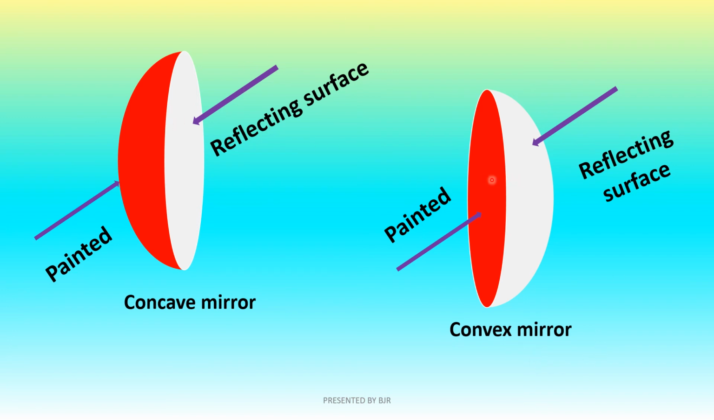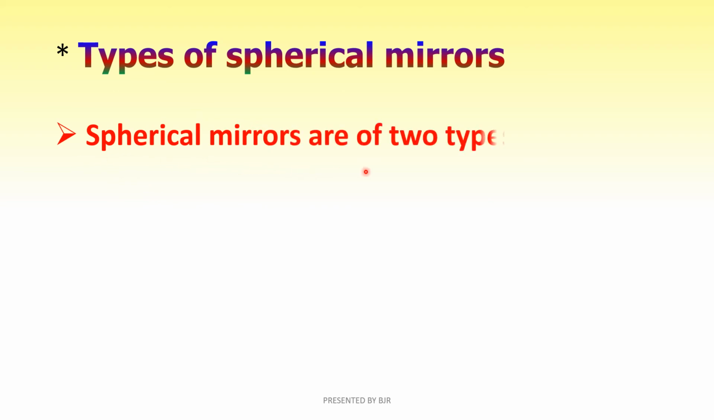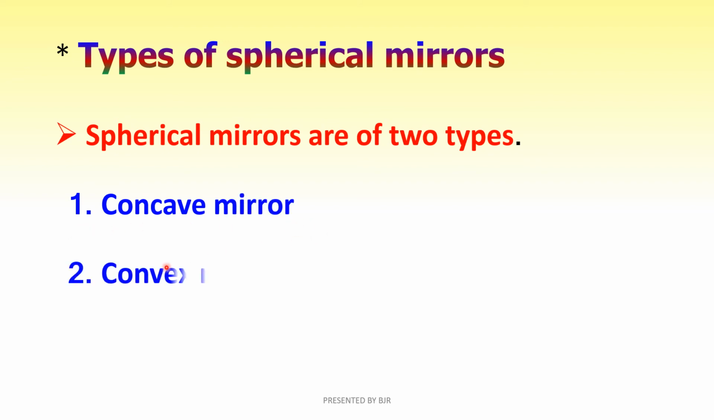So here are the two mirrors. So here, types of spherical mirrors. How many types of spherical mirrors do we have? We have two types of spherical mirrors. Spherical mirrors are of two types. One is concave mirror and the other one is convex mirror. The first one is concave mirror.